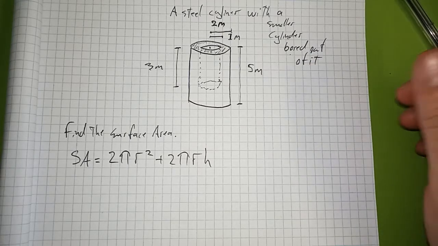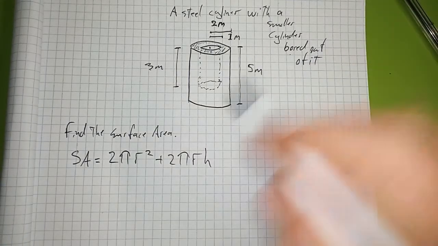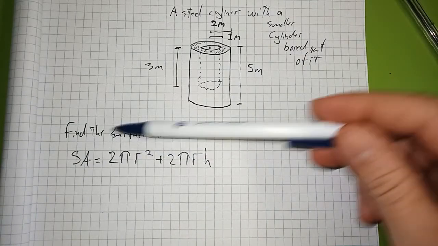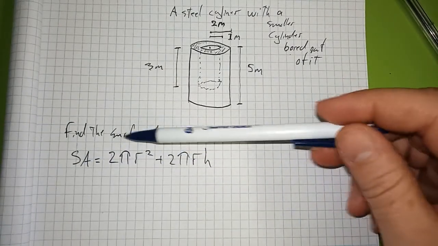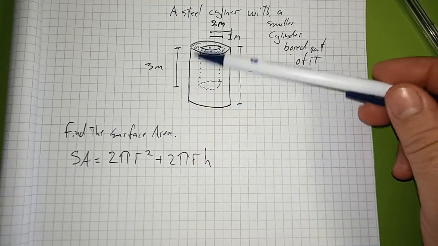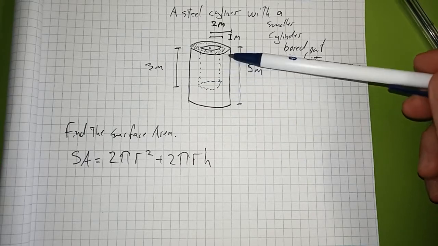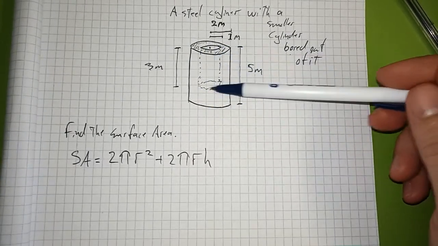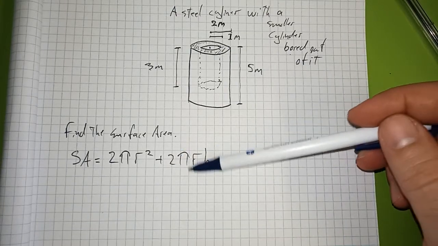Okay, so hopefully you found this formula, 2 pi r squared plus 2 pi rh. Now when you think about this formula, this is the surface area of a cylinder. The 2 pi rh is the vertical part of the cylinder. It's this flat rectangle that's wrapped around the circle.